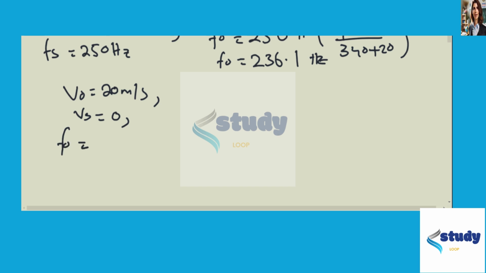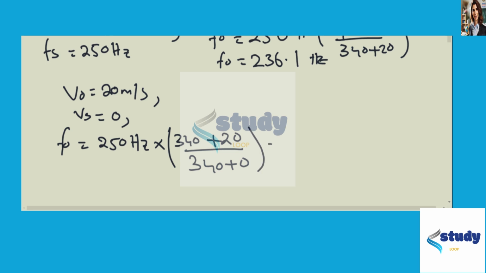So f naught is equal to 250 Hertz times 340 meters per second plus 20 meters per second divided by 340 plus 0. And this gives us 264.7 Hertz.